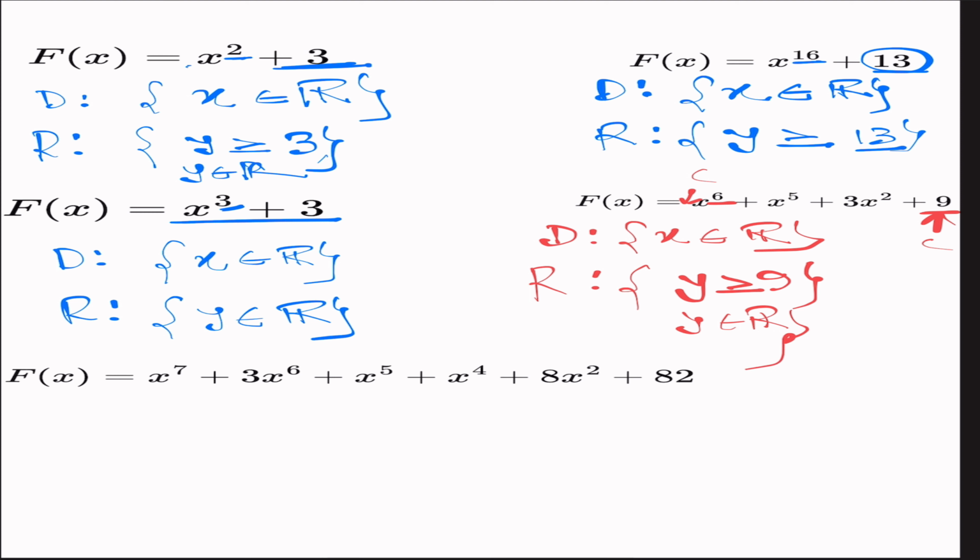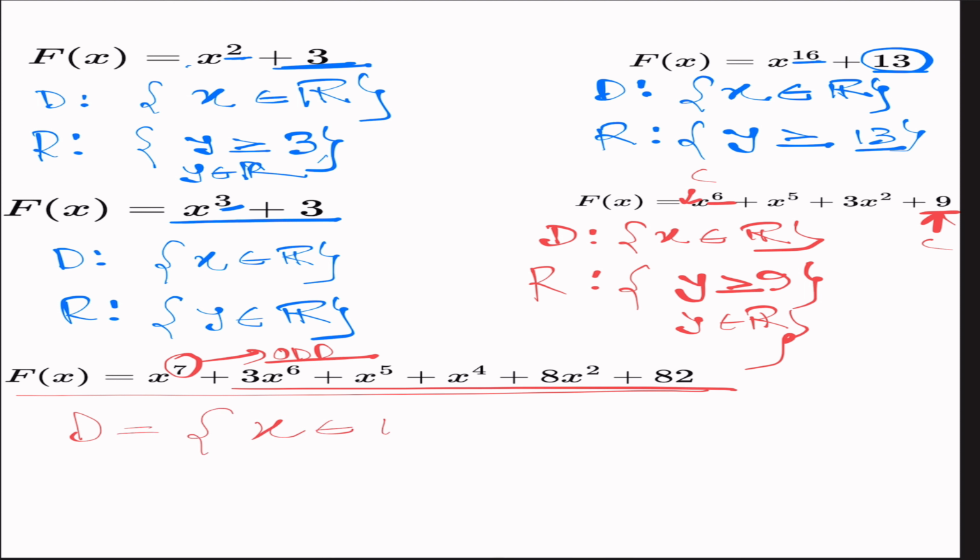Now let's do this one again. We have this function, and you see the degree is odd. Since the degree is an odd number, we don't care what we have here. It simply means our domain is x, all the real numbers, and our range y is all the real numbers, since it's an odd function.